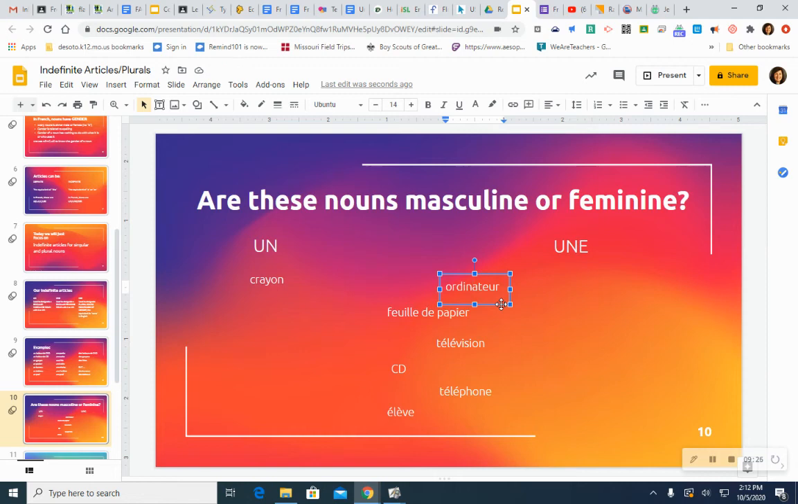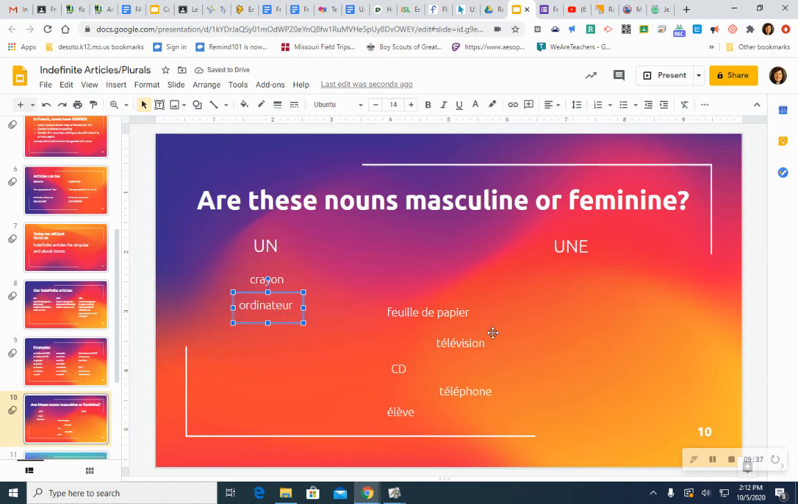Next we have an ordinateur. It's a word for computer. Is that masculine or feminine? Well, that would be masculine. And we know it is because of the EUR ending. What about this one? Feuille de papier. Feuille de papier is a sheet of paper. The de papier doesn't tell us a lot except for what kind of a feuille it is, because feuille also can mean leaf. So feuille de papier, sheet of paper, this is feminine. Ends in an E on feuille.